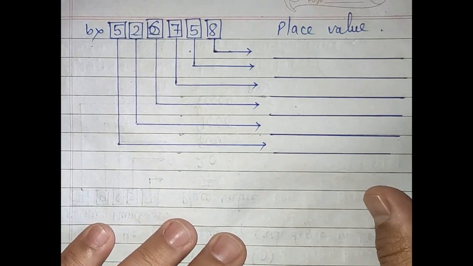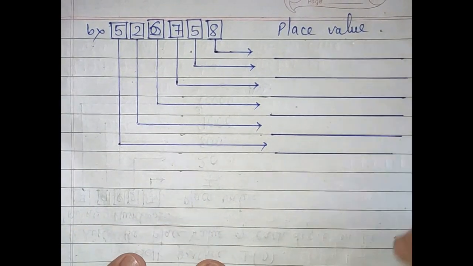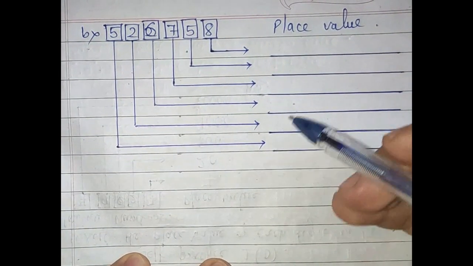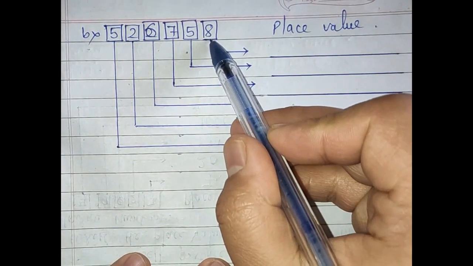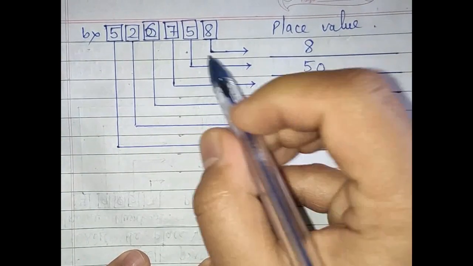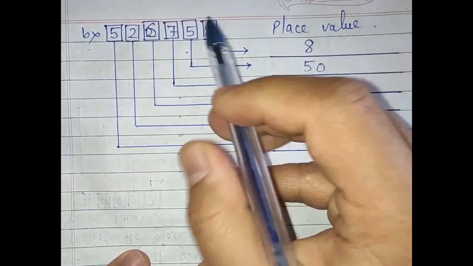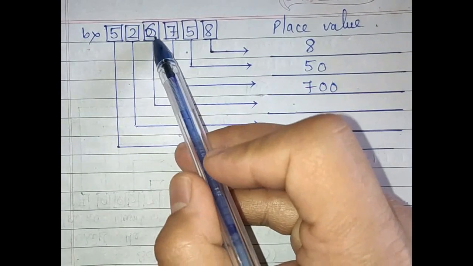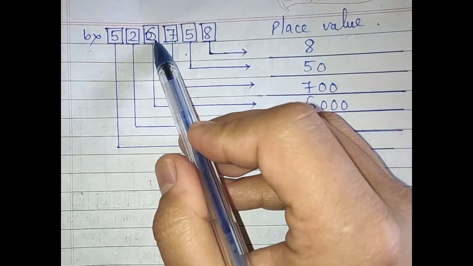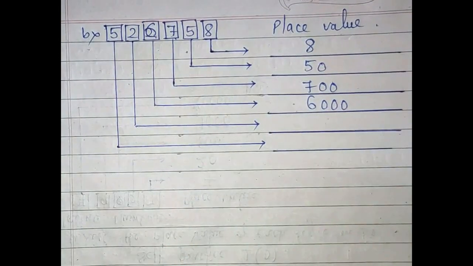So we have a similar type of question in part B of question number 1. Only the digits are bigger compared to number A. So the place value of 8 is 8. The place value of 5 is 50 because it is in the 10's position. The place value of 7 is 700 because it is in the 100 position. The place value of 6 is 6000 because it is in the 1000 position. And after 6, how many digits are there? 1, 2, 3. That's why 000 also you can say.